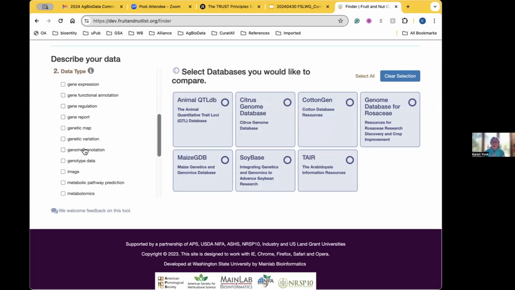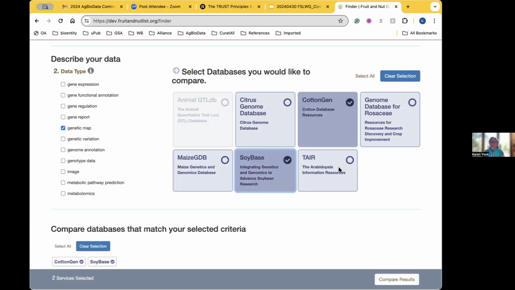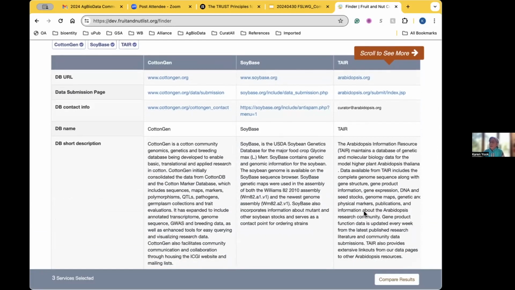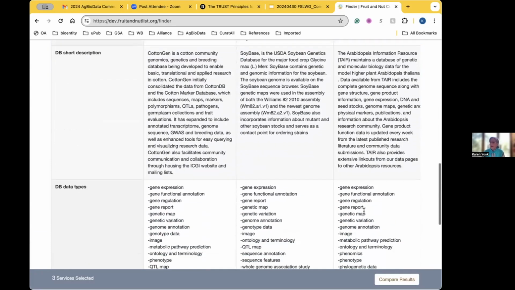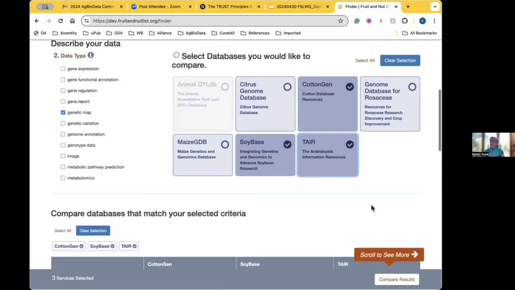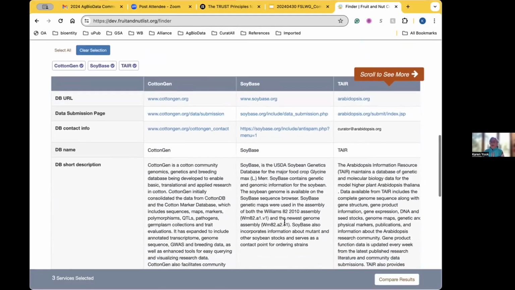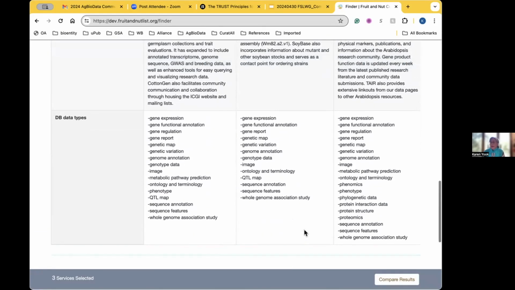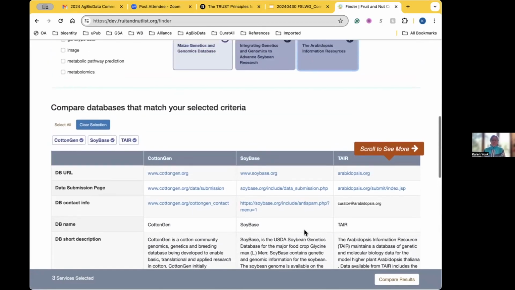But if you come and you don't know, you can look through by data type. So if you have genetic map data, just by selecting it, you find all the databases that do take genetic map data, and you can pick those and really do a comparison to find out, is this really the database that we want? This is really useful, especially for places that might not take the data, but if you look through, you can find that they house the data, but they might not take it.